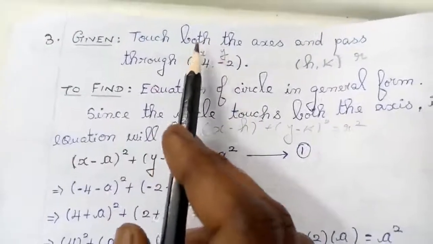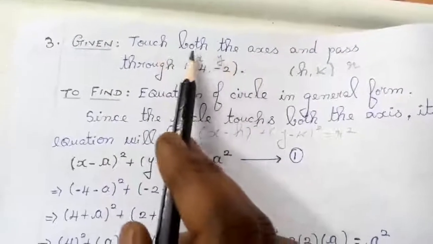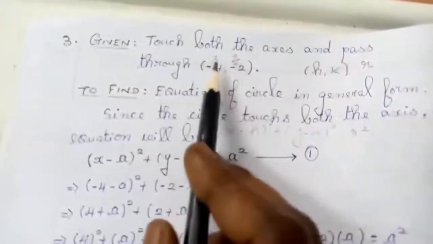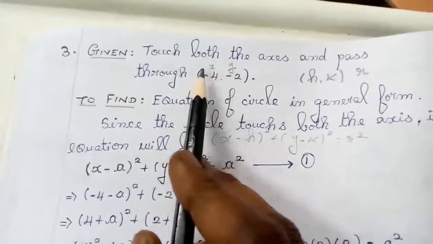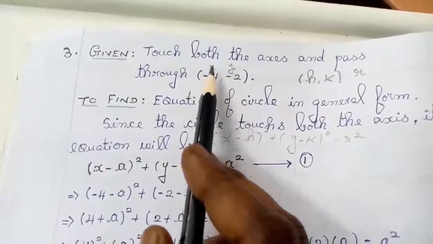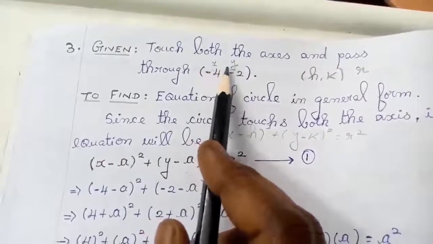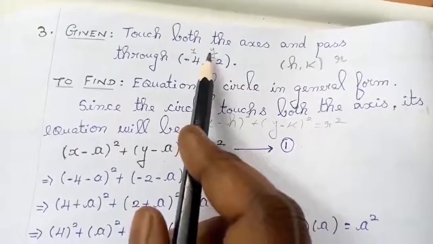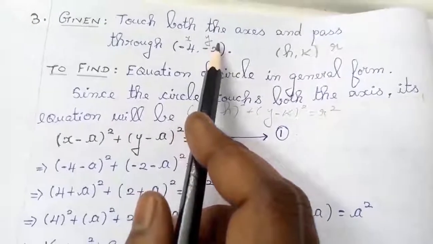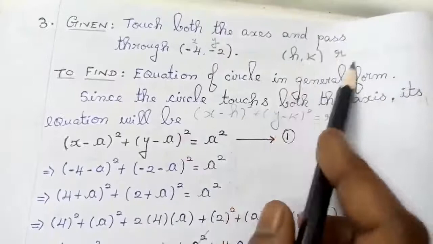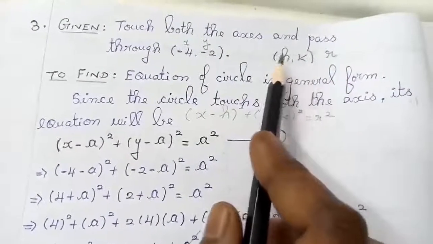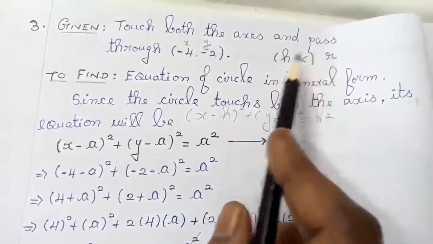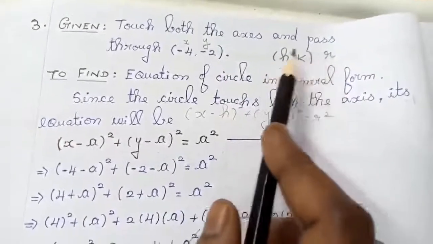Just understand the concept, touch both the axes, that is x-axis and y-axis. If I am going to draw a circle through this particular point, it is going to touch the x-axis and y-axis. That is the concept. And I will just tell you as a clue, the formula for equation of circle is (x minus h) the whole square plus (y minus k) the whole square equal to r square, radius and center. h comma k is the center, r is going to be the radius.